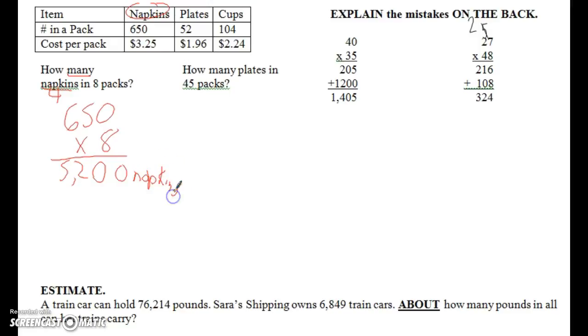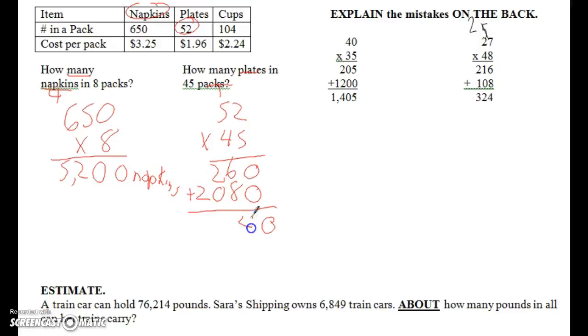napkins. How many plates in 45 packs? So again, I don't care about the cost. 52 plates in a pack, and I got 45 of those packages. 5 times 2 is 10, carry my 1, 25, 26. Marco Polo, 4 times 2 is 8, 4 times 5 is 20. Add these up, and I'm at 2,340 plates.